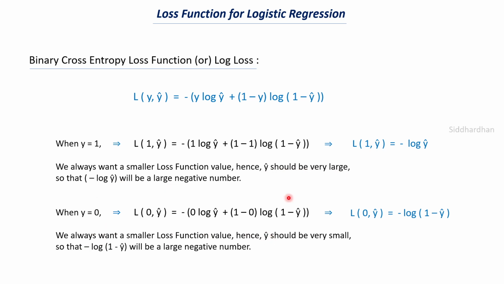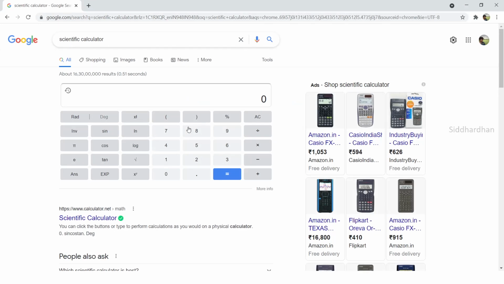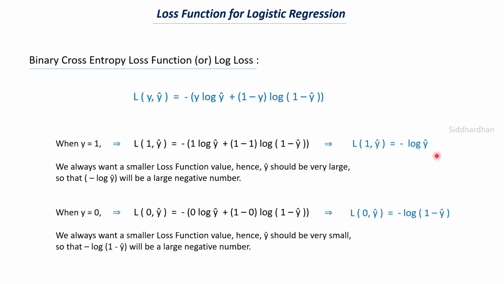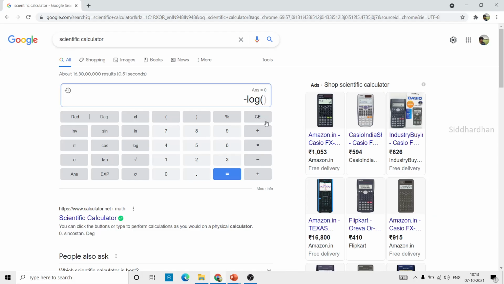I'll just show you what this basically means. Let's take different values of y cap for this equation and for this second equation. So first is negative log of y cap. I'll go to my Google Chrome, where you can just type in scientific calculator and calculate some basic values. So I'll give negative log of some number. We know that for y is equal to 1, we want a very large y cap value. A large y cap value, in the sense it should lie between 0 and 1, so the large number should be very close to 1. So I'll just give 0.9.